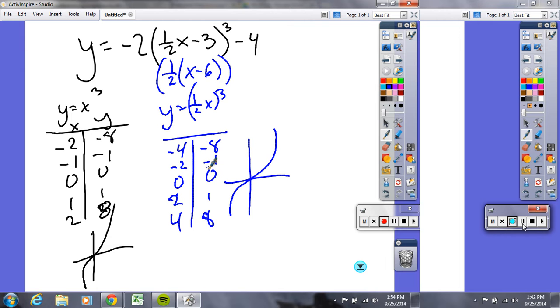Remember how maybe somebody told you it's just the opposite of what you see? So we see timesing by a half. What's the opposite of timesing by a half? Dividing by a half, which is the same thing as timesing by 2. So anything on the inside of your function, just think about it as doing the opposite of what you see. So I see timesing by a half, so I'm going to multiply my x values by 2. I see this minus 6. Give me 1 second. I see this minus 6.